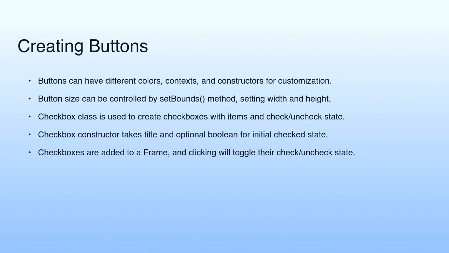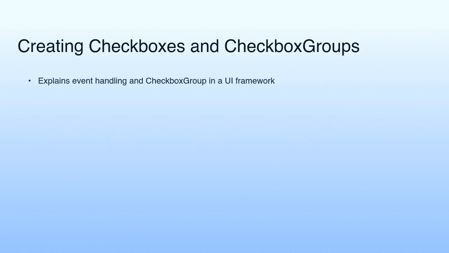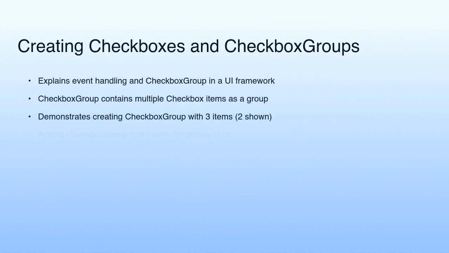The Checkbox class is used to create checkboxes with items and checked and unchecked states. The Checkbox constructor takes a title and an optional boolean for the initial checked state. Checkboxes are added to a frame, and clicking will toggle their checked and unchecked state. The demo explains event handling and checkbox group in a UI framework.